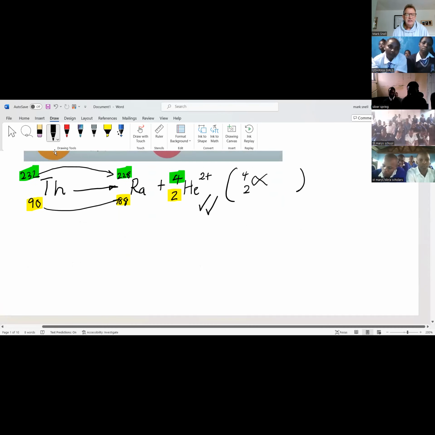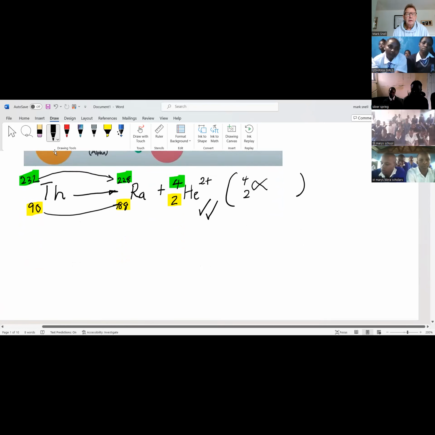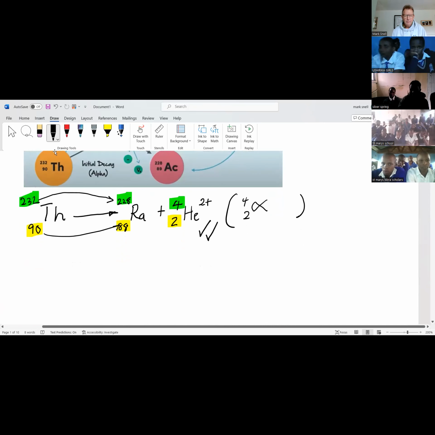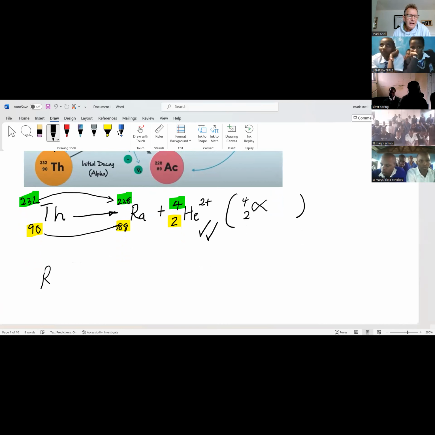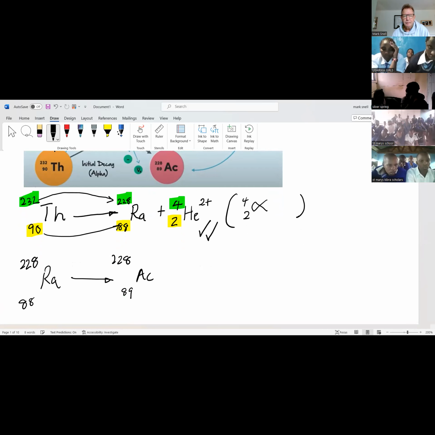So then it decays again. Oh, I better have my product. Actinium. So now I have Ra, and it's 228, 88, and it turns into actinium, which is 228 and 89, and something, well, I don't know what it is. Well, I do exactly the same again.